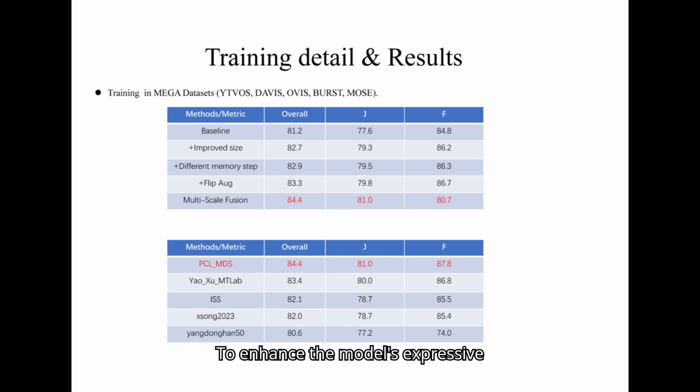To enhance the model's expressive capability, we trained it on ISPOS, DAVIS, OVIS, BURST, and MOSE datasets. Unlike QT, we did not train on static images. The table showcases the performance of our method. During our testing, we found that input size and image flip augmentation significantly improved the model's performance. Our final version is the result of multi-scale fusion. Our method ultimately achieved first place on the MOSE test set.